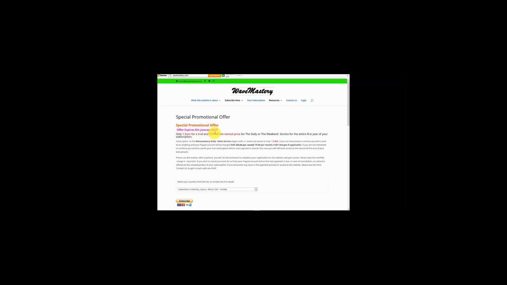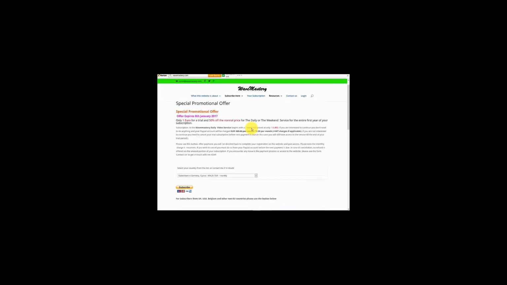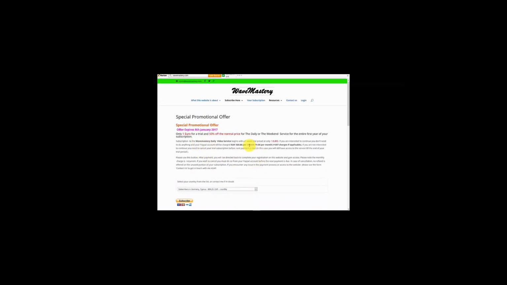You see it will expire on the 8th of January, giving you a bit of time. If you don't have a PayPal account, you can arrange one in the meantime. Please read all that, okay? You can see normally it's 159 per month. I'm only taking 79 per month during the offer, and it is good for 12 calendar months, meaning it's going to run for 1 year on half price basically.